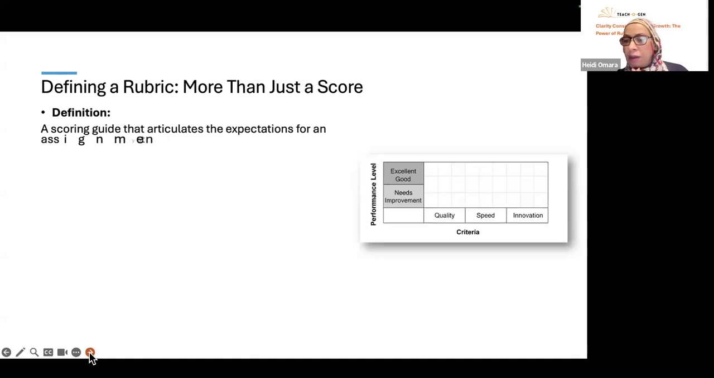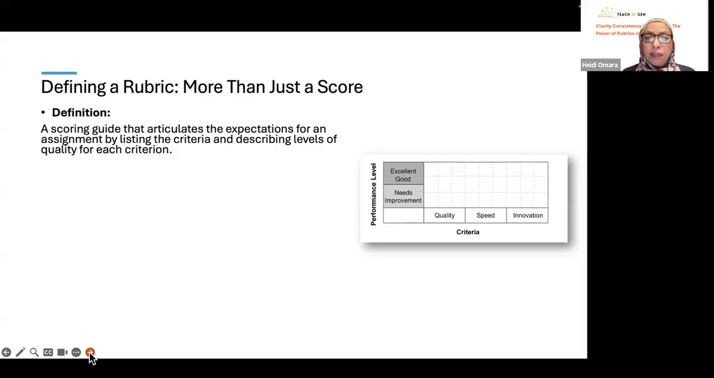a scoring guide, like Emmanuel said, a scoring guide that articulates the expectations for an assignment by listing the criteria and describing levels of quality for each criterion. So here, if we apply this, you'll find that this is the performance level, okay? These are the levels of quality. And here's the listing of the criteria. What am I going to assess this thing according to what criteria? Quality, speed, innovation in this case.